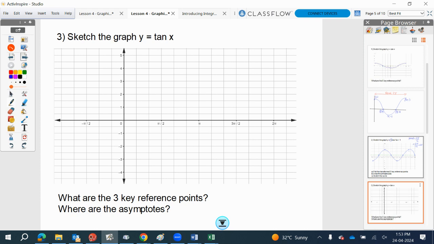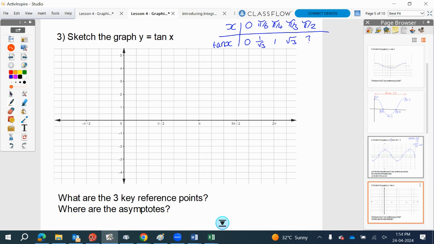So the tan function, if we think about the exact value table, I'll just pull up the exact value table for 0, pi over 6, pi over 4, pi over 3, pi over 2. And then tan x. So if we've memorized our exact value table, we've got 1 over root 3, we've got 1, we've got root 3, and then we've got undefined. It's this undefined part that is crucial to sketching the tan function. The undefined part is going to create a vertical asymptote.